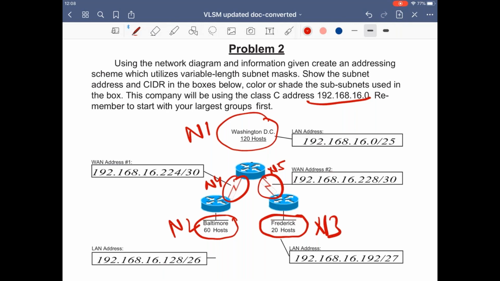So for N4, the starting address is 192.168.16.24. It is already written there. Slash 30. So we need 2 hosts. So 2 hosts means 2 to the power 2. Valid hosts will be 2 to the power 2 minus 2, 4 minus 2, 2.